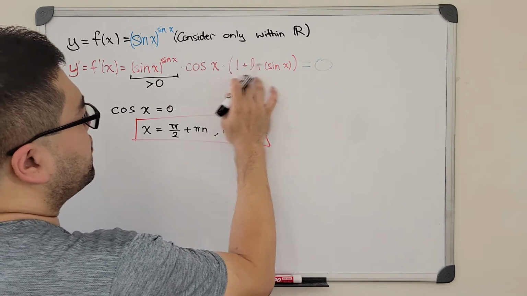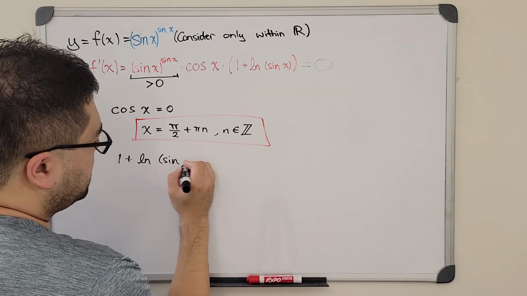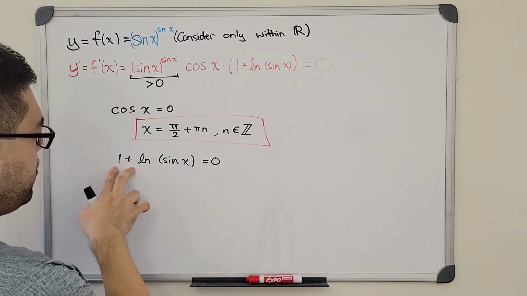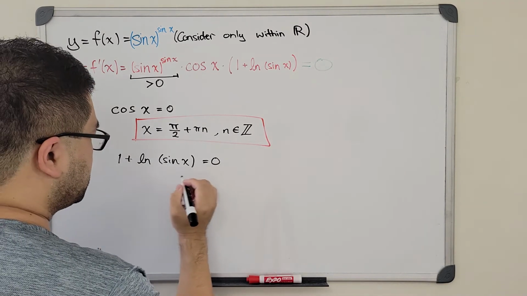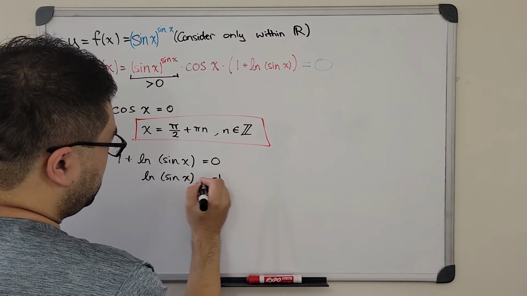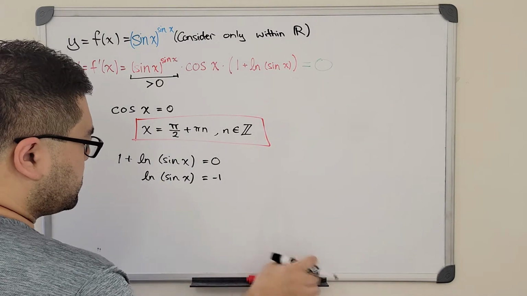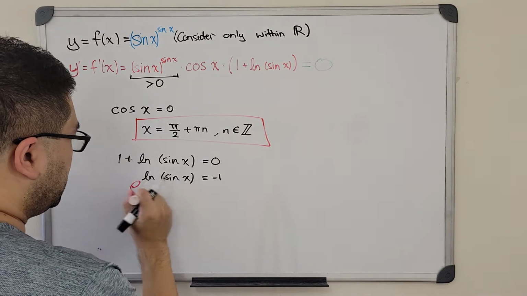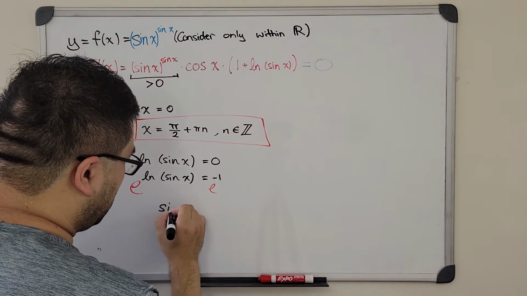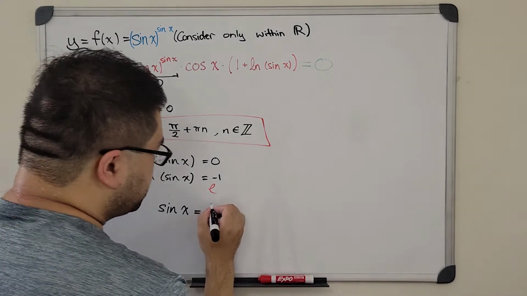Next, we see the third term, which is 1 plus ln of sine of x, which is equal to 0. Again, to solve it, we first move the 1 to the other side and change it to -1. Then we're going to remove the ln, the natural log, by raising it with base e. So we're going to get e and e here. What do we get? We get sine of x is equal to e to the negative first power, which is 1 over e.